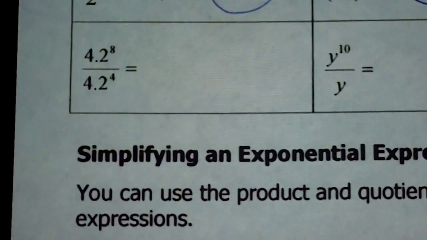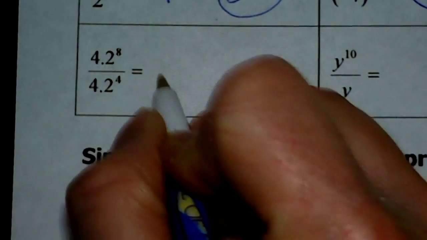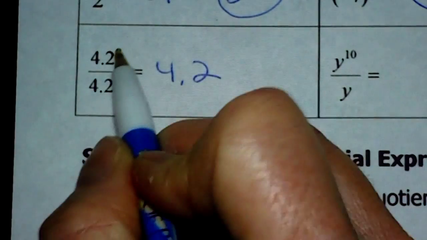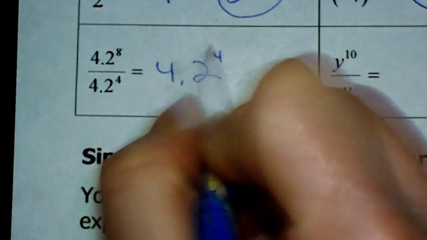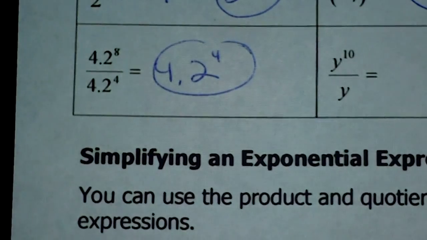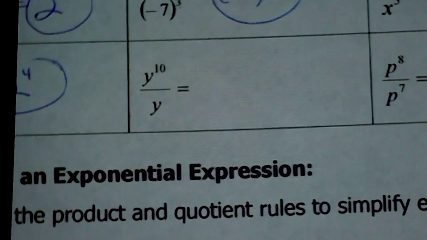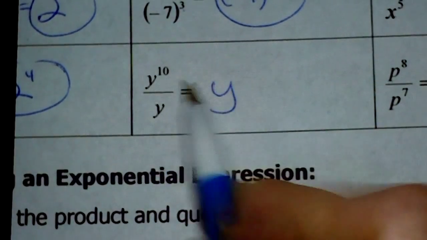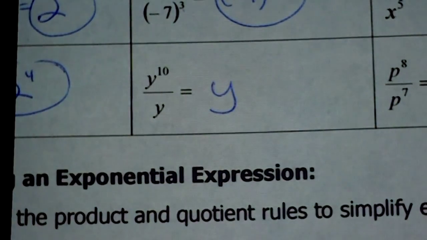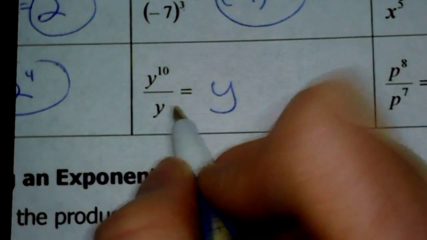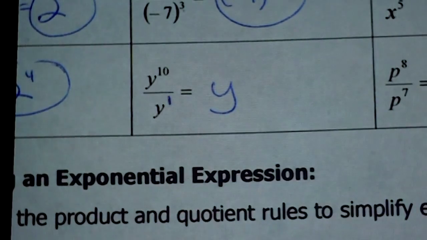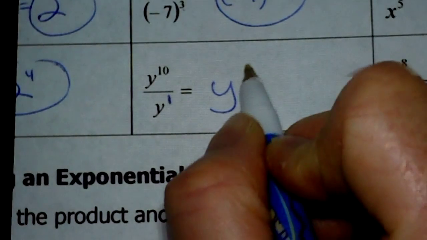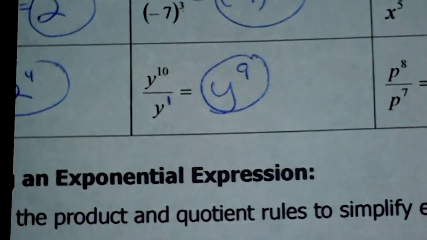I see that I'm dividing that same base. I will bring over my base. And 8 minus 4 is 4. Done. All right, next one, of course, it's got the y without the exponent. A lot of people want to say, well, bring over y, and 10 minus nothing is 10, so y to the 10th. This isn't y to the nothing. This is really y to the 1st power. So y to the 10th divided by y to the 1st is really y to the 9th.